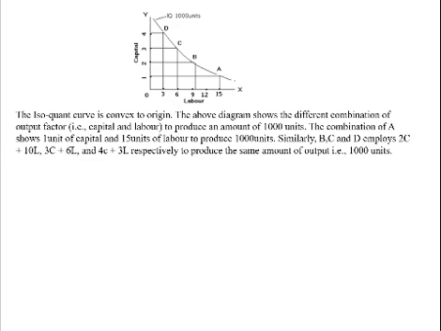The diagram shows the different combinations of input factors to produce an amount of 1000 units. The combination A shows 1 unit of capital and 15 units of labor to produce 1000 units. Similarly, B, C and D employ 2C plus 10L, 3C plus 6L, and 4C plus 3L, which means 2 capital plus 10 labor gives 1000 units. Similarly, 3 capital plus 6 labor gives you 1000 units, and 4 capital plus 3 labor respectively gives 1000 units, which is the same output.